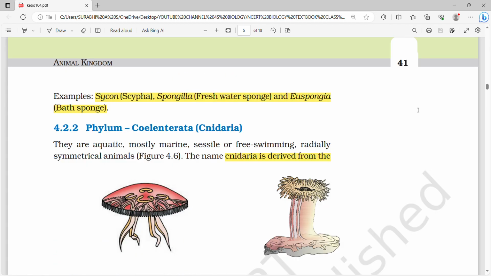The main thing about this chapter is the examples, so you should remember each example. Sycon, Scypha, Spongilla, the freshwater sponge, and Euspongia, the bath sponge. Spongilla is freshwater. Euspongia is the bath sponge.